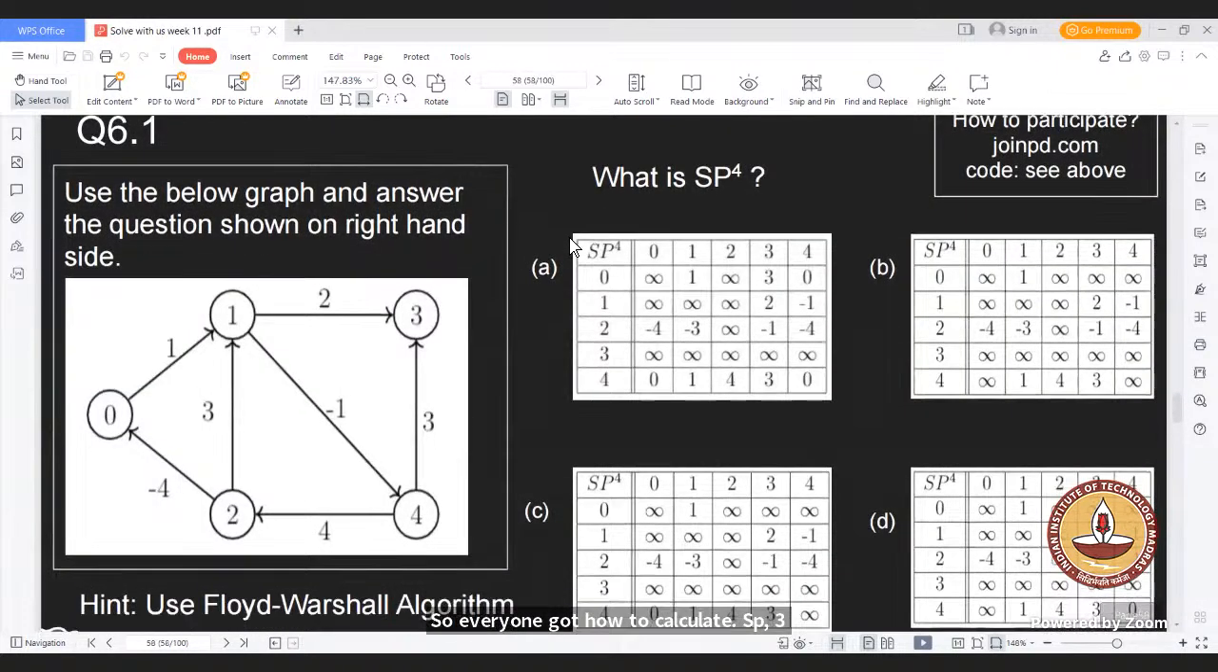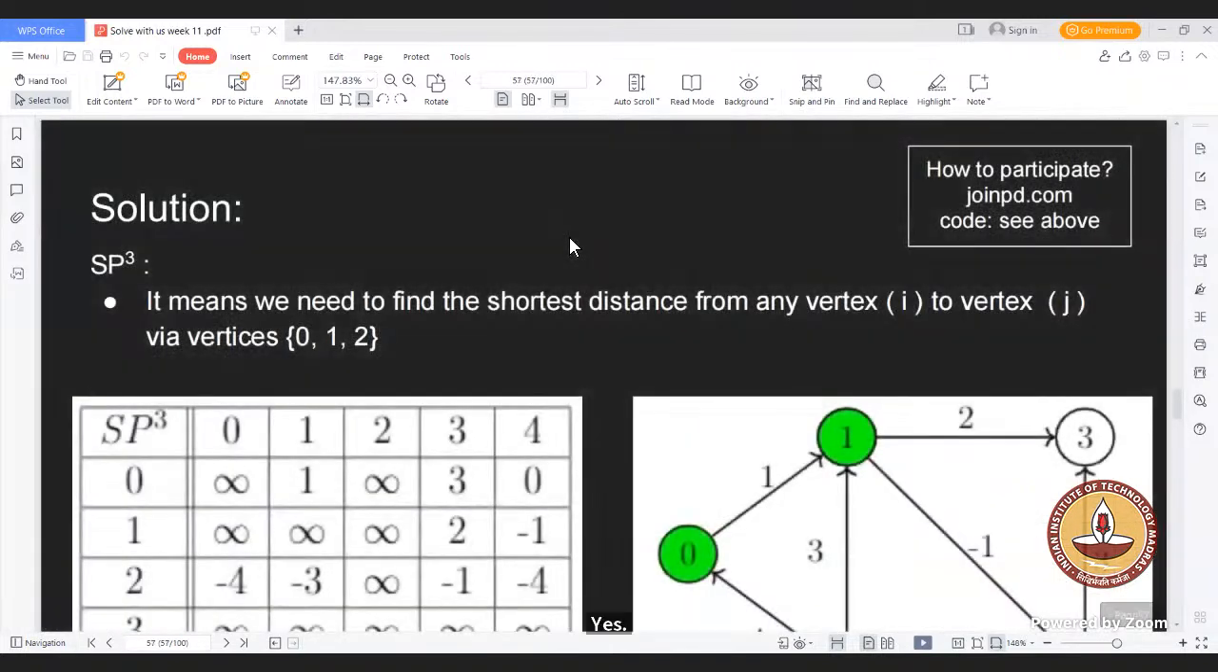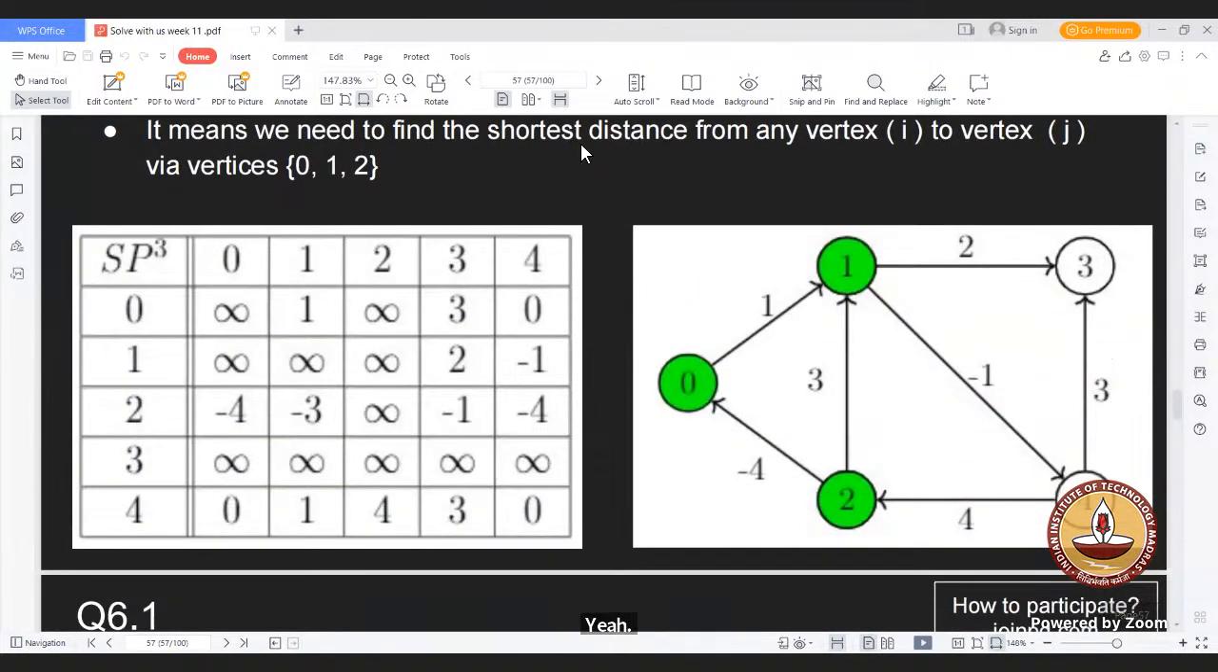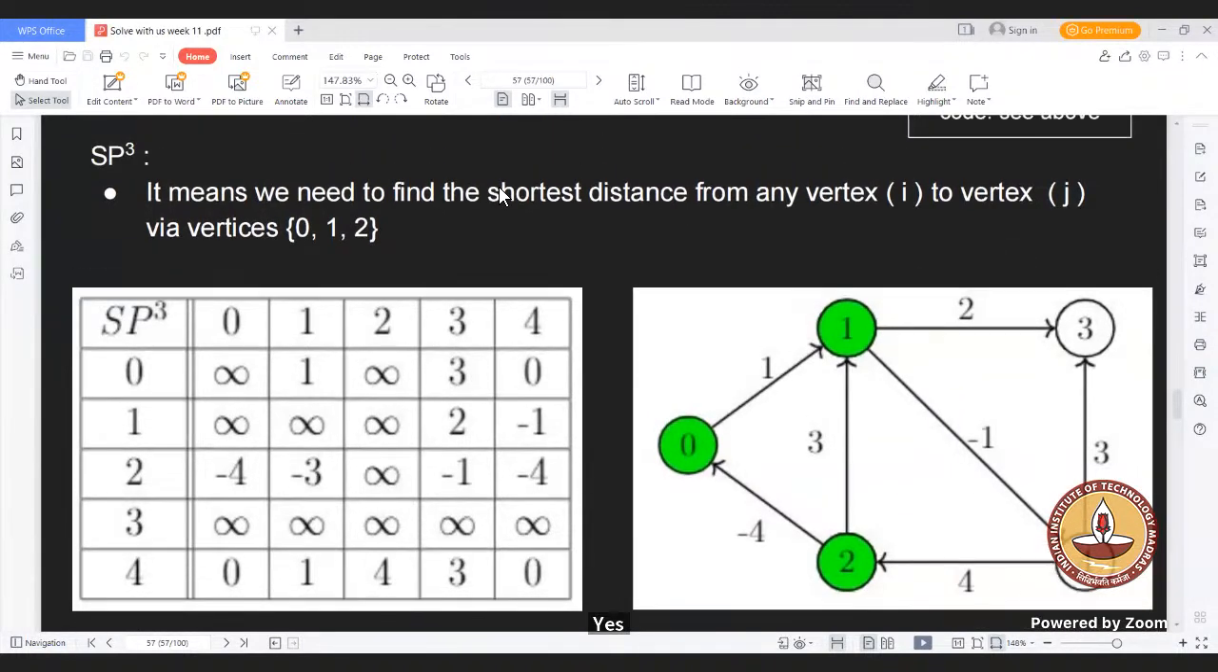Sir, I have a question here. Why have we taken only vertices 0, 1, 2? That is the Floyd-Warshall algorithm. SP3 means we can go via 0, 1, 2 only. If SP4 is given, we can go via 0, 1, 2, 3. If the graph changes, that does not matter. Basically, we are assuming that the vertices are named from 0 to n minus 1.